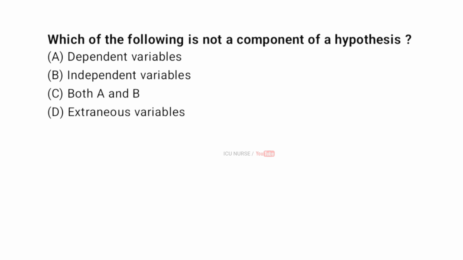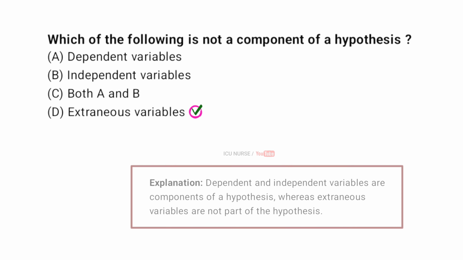Which of the following is not a component of a hypothesis? A. Dependent variables. B. Independent variables. C. Both A and B. D. Extraneous variables. And the correct answer is D. Extraneous variables. Dependent and independent variables are components of a hypothesis, whereas extraneous variables are not part of the hypothesis.